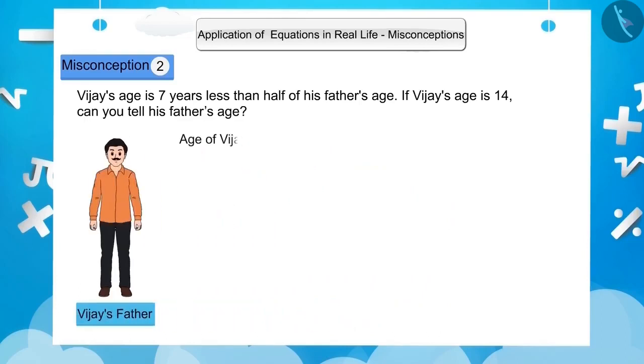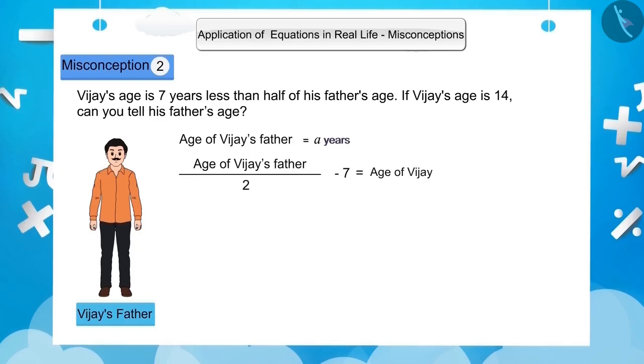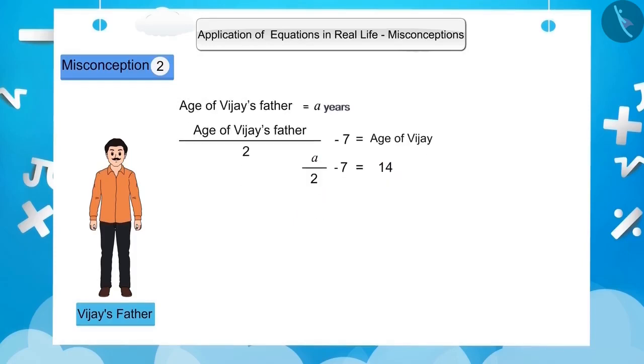Suppose Vijay's father's age is A years. Then our equation would be age of Vijay's father divided by 2 minus 7 is equal to age of Vijay. That is, A by 2 minus 7 is equal to 14. In order to find the age of Vijay's father, we have to solve this equation. In this equation, we only need the terms of A in LHS. So, we will transpose minus 7 into RHS, which will be added with 14 in RHS. Hence, we will get A by 2 is equal to 21.